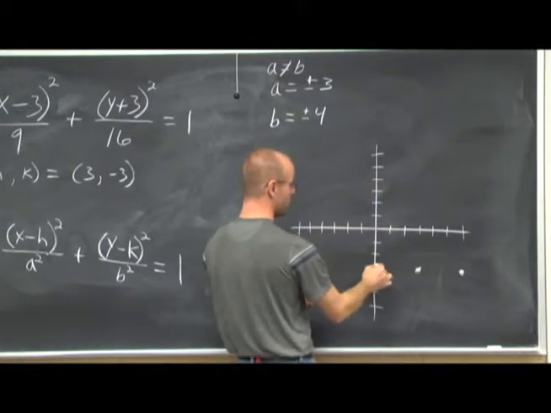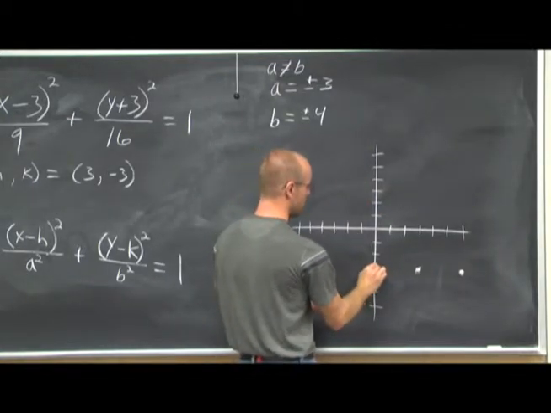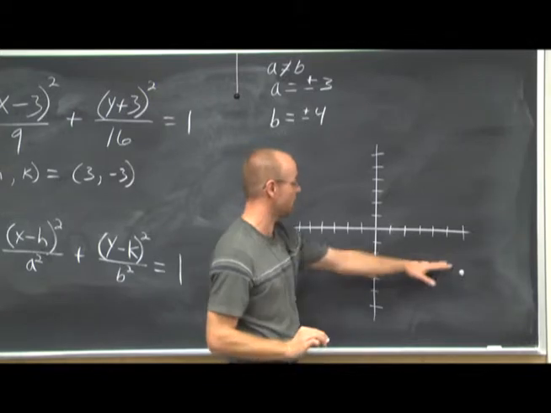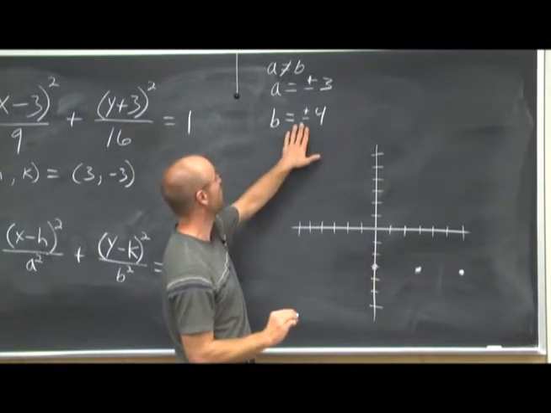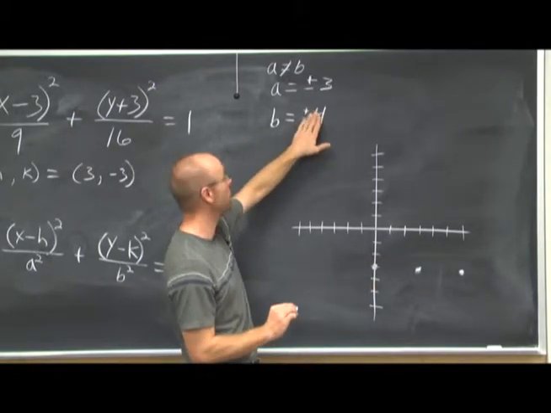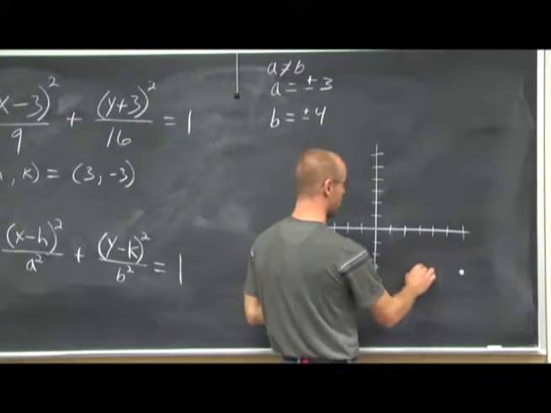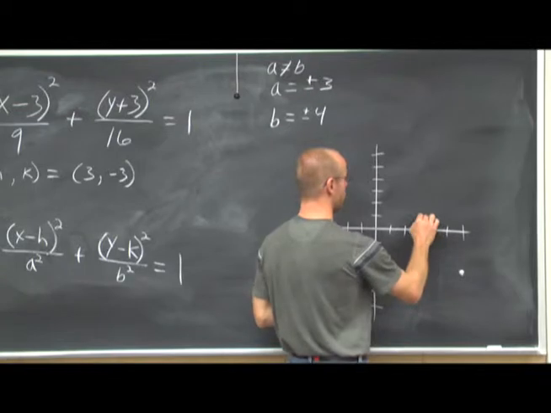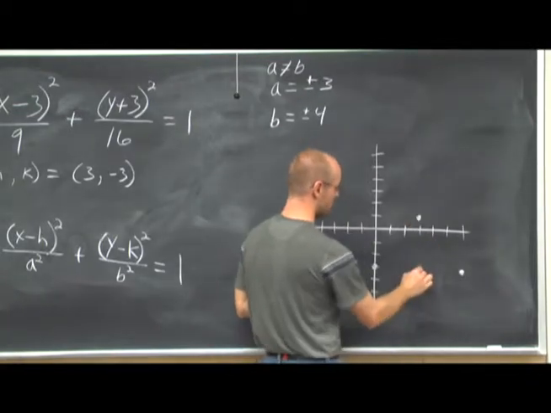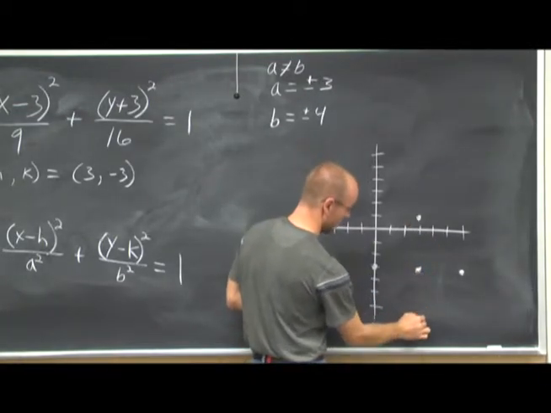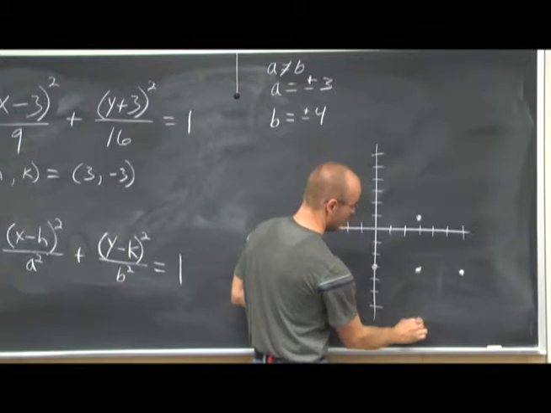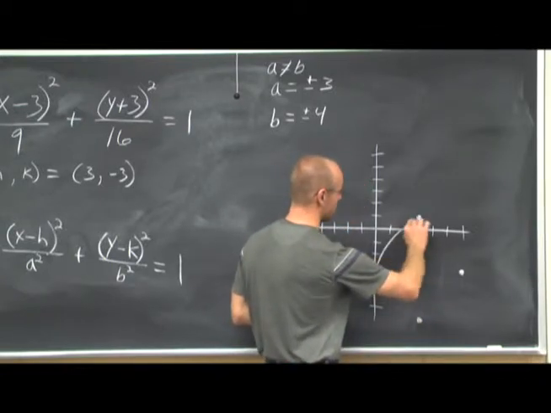Negative 3 units to the left, 1, 2, 3, and there we are. So I have those two values. Now for my b, I have to go up 4 and down 4 from the center, my reference point. So I'm going to go up 1, 2, 3, 4, and I'm going to go down 1, 2, 3, 4, and now I can draw my ellipse.